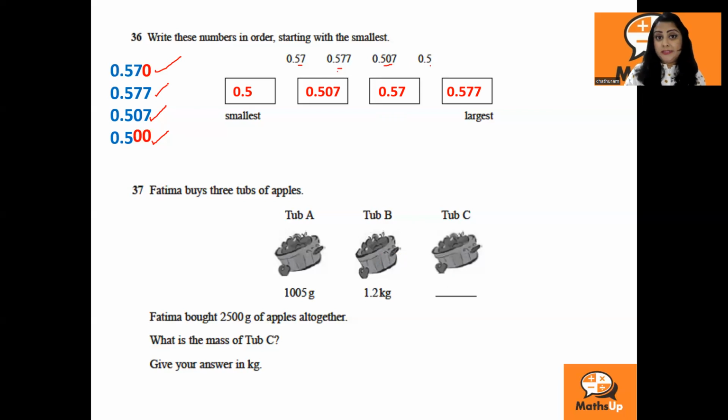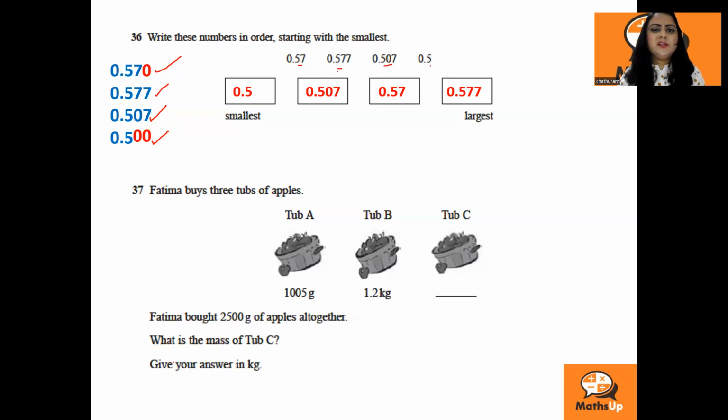Then we will move to the 37th question. Fatima buys 3 tubs of apples. If you take tub A, the mass of tub A is 1005 grams. Tub B is 1.2 kilograms. Tub C is not given. Now we'll see what is the extra information given here. Fatima bought 2,500 grams of apples altogether. What is the mass of tub C? Give your answer in kilograms.